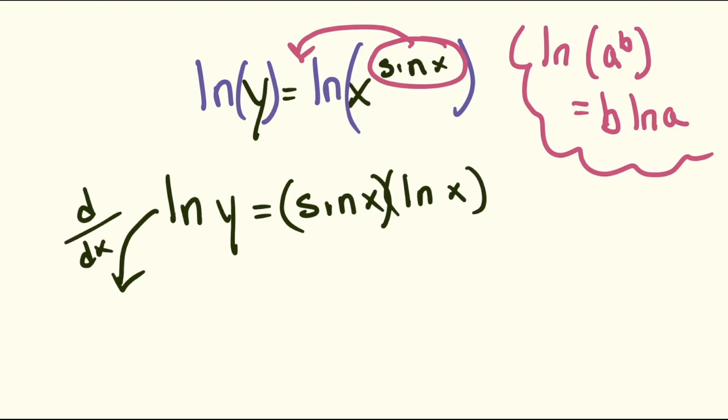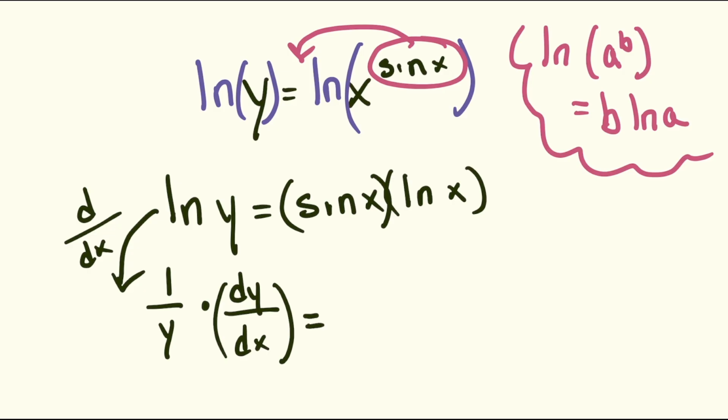Now, the derivative of natural log of y, we take as we normally would. Natural log of something is 1 over something. And then we're going to multiply that by the derivative of our inside, which is dy dx, which is actually our y prime right there. So we've got that set, which is great.